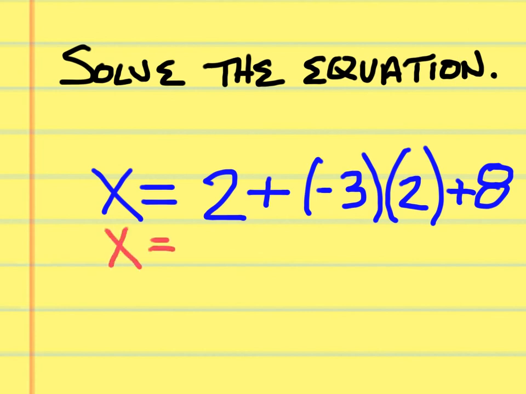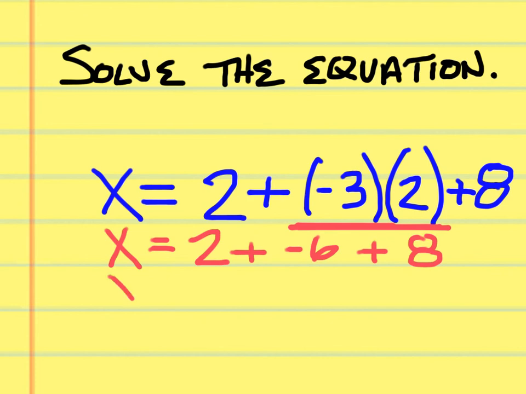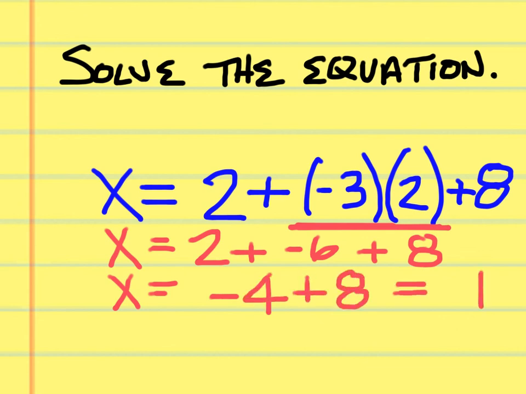I will do 2 plus, or not 2 plus, but negative 3 times 2. That is a negative 6. 2 plus a negative 6, I should say, is negative 4. And then if I add 8 to that, I get 4.